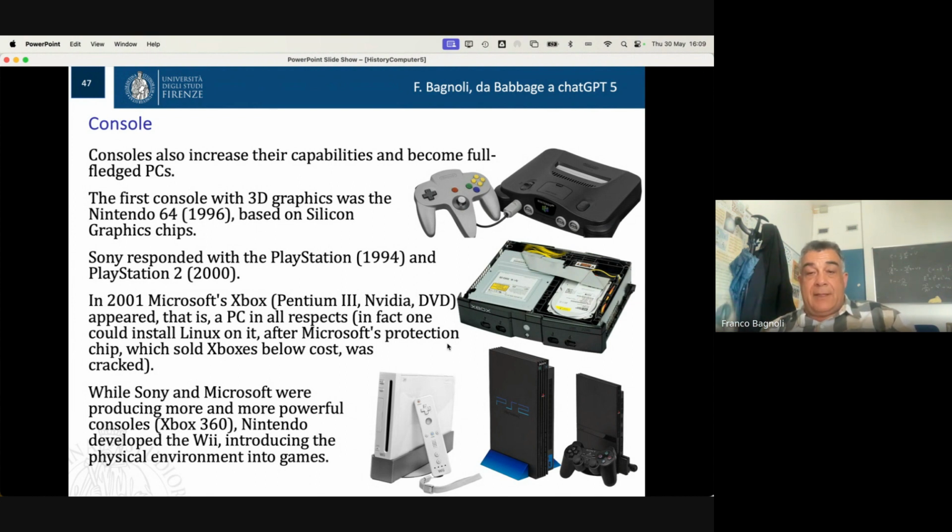But clearly, Microsoft had the fear of people buying the Xbox and using it as a standard computer, instead of buying another computer. And so it put in a chip making it impossible, or at least difficult, to install another operating system. But at the end, this was cracked, and so you can now, if you are interested, install Linux, for instance, on an old Xbox.